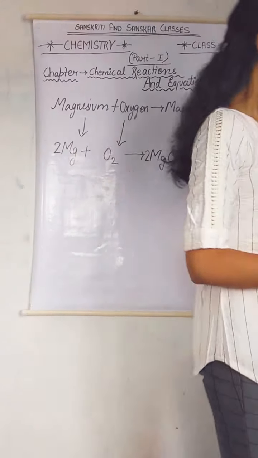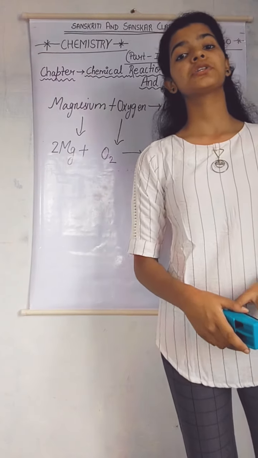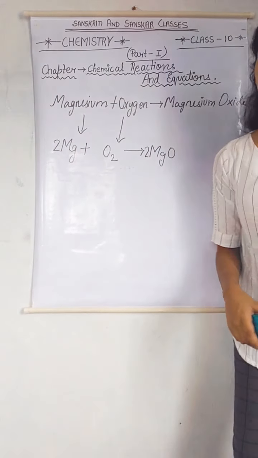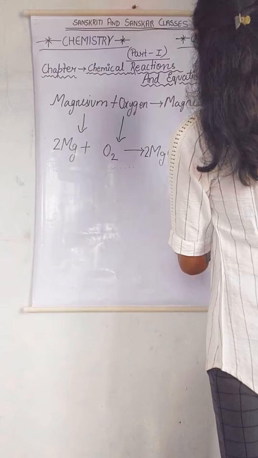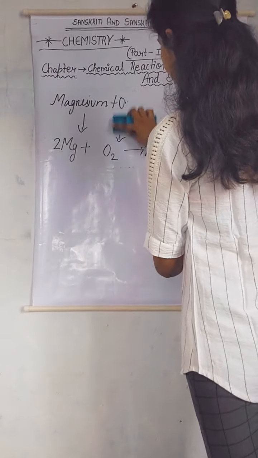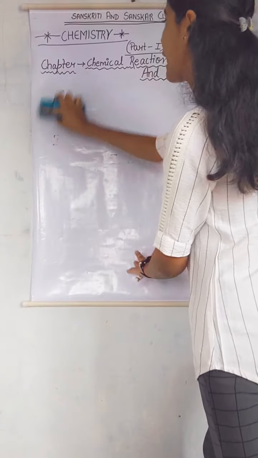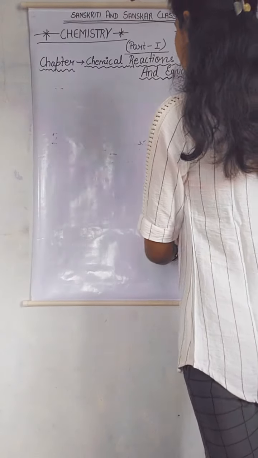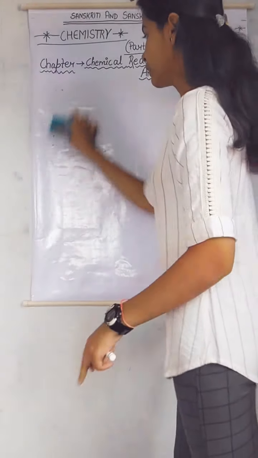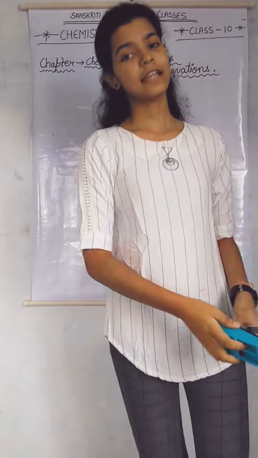Now an unbalanced equation is also known as a skeletal equation, so don't be confused. There are many types of chemical reactions, that we will see in our next video.